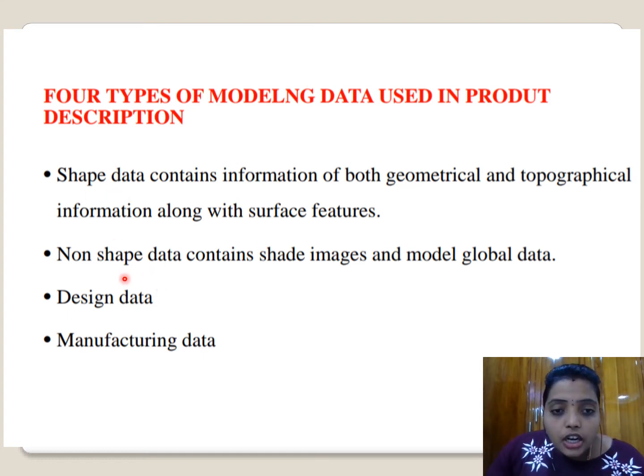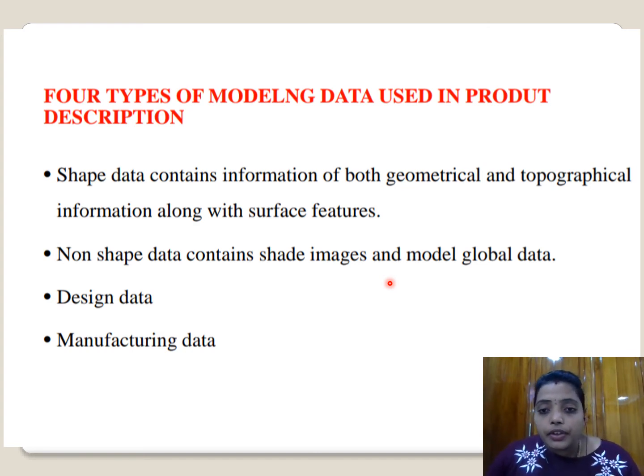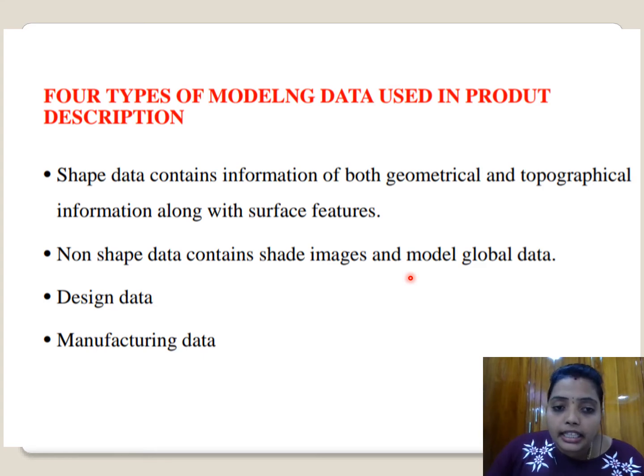The next one is non-shape data, which contains shared images and model global data. Here we get the images in shared form, and afterwards we model them in 3D. That means model global data. Global data means we get each and every part of the object in the software. That is known as non-shape data.